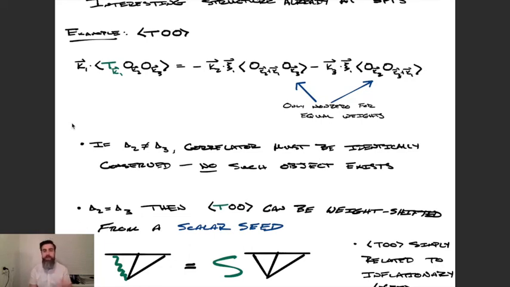If, however, we imagine that we do have these two weights equal, or two scalar fields with the same mass in the bulk, then it turns out this 3-point function can exist. It turns out it can be very easily weight-shifted from a scalar seed 3-point function.